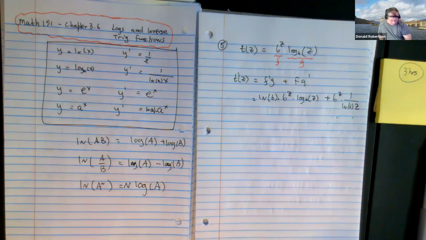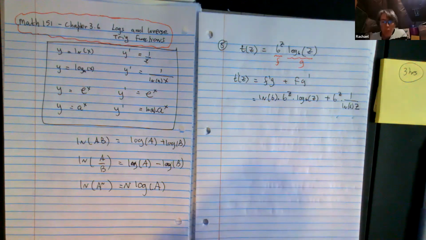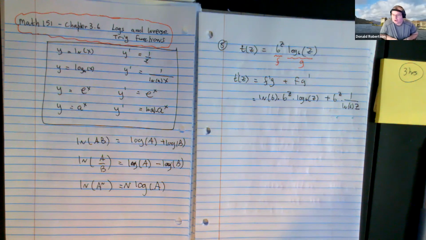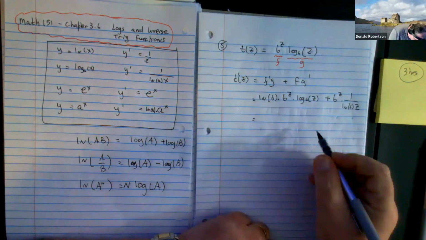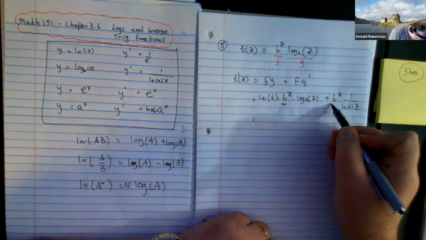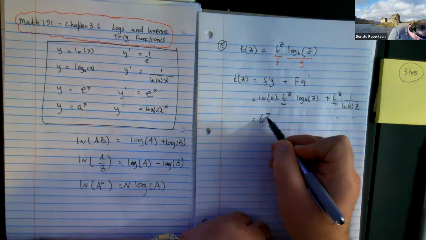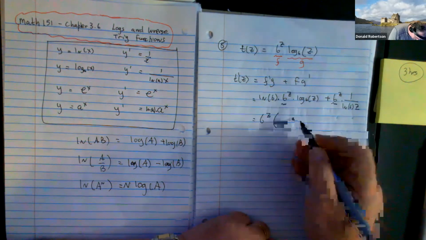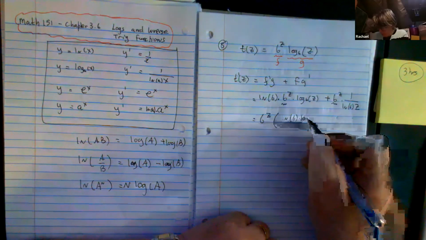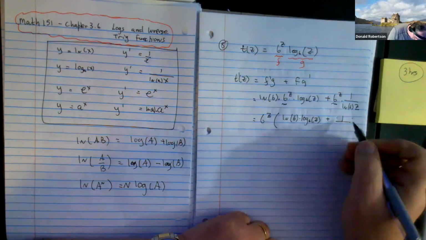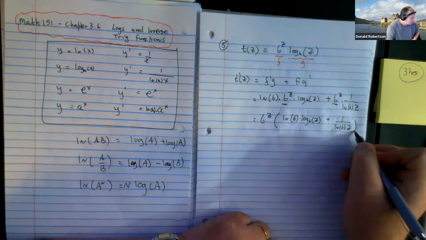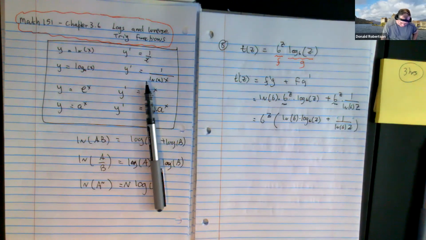And I'm not multiplying it by the derivative of z, which is just 1. Oh, I am. Okay, it's just 1. Got it. So I'm now going to go hunting for tidying up. The only common factor I can see right now is the 6 to the z. So I've got the natural log of 6 times the log to the base 6 of z plus 1 over the natural log of 6 times z. So far, so good? Yes.